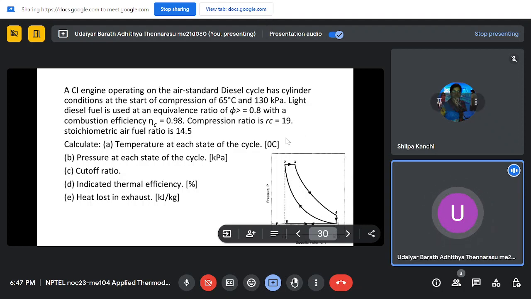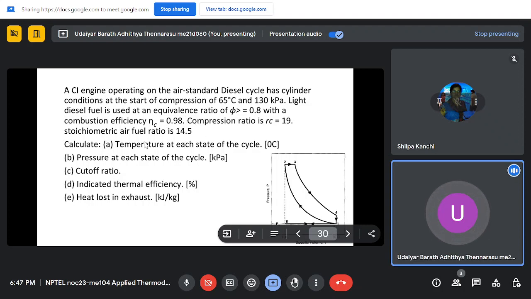So in the question, in the compression ignition, we know the start point which is given as 65 degrees Celsius and 130 kilopascal, and they are saying light diesel fuel is used at an equivalence ratio of greater than or equal to 0.8. So we'll assume equal to 0.8 with a combustion efficiency of 0.98. Combustion efficiency is also given, and specific calorific value we assume at 43,000. Compression ratio is also given as 19, and stoichiometric air fuel ratio is 14.5. So m dot A by m dot F is 14.5.